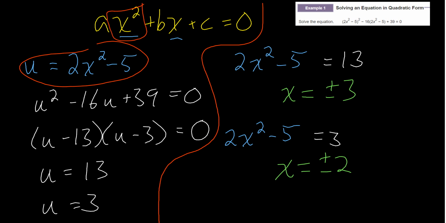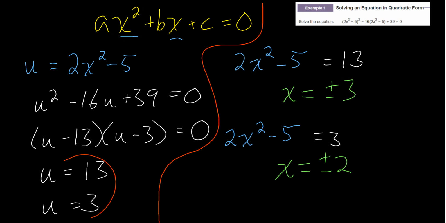Okay, we substituted 2x squared minus 5 in for our x, and then we solved. And then once we solve for u, remember that means the original problem didn't have u's in it, so we have to turn them back into x's by equating u. You probably grasp this idea, but just in case, we said u is equal to 13.